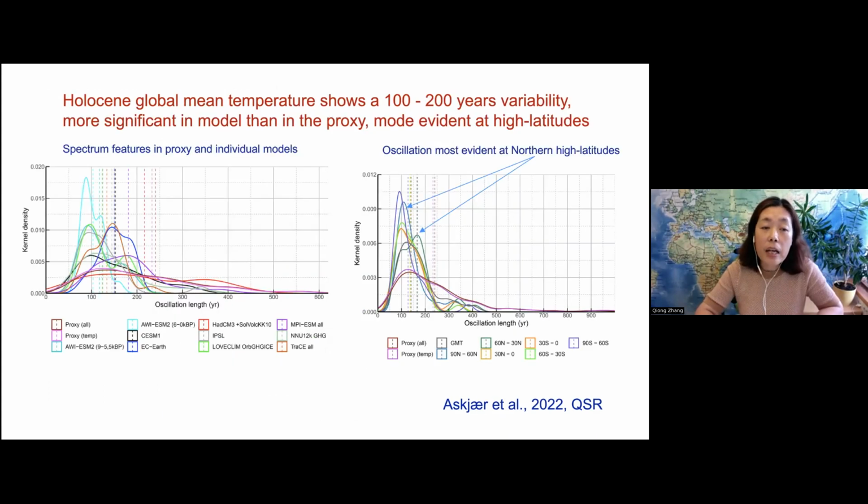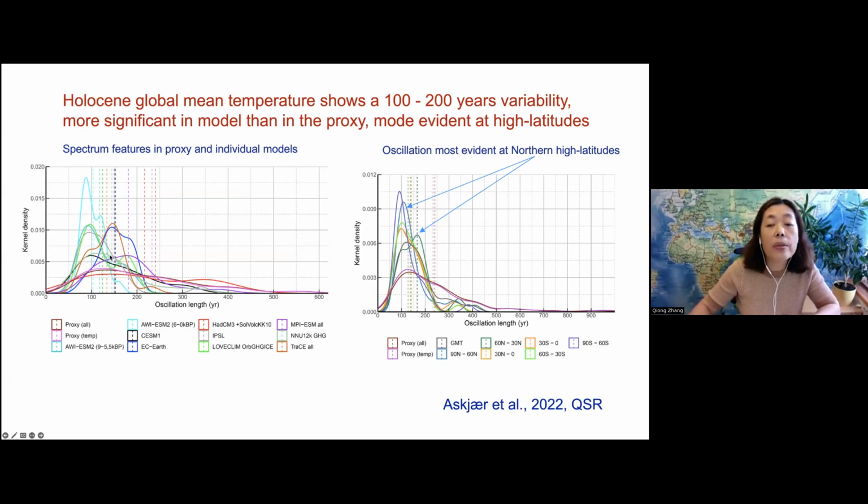And if we do the spectrum, we can see that for the Holocene global mean temperature, because the Holocene run is forced, because we have different forcing in there, not like the control run, and when it's forced, then we see this variability. On average, it shows 100 to 200 years variability, and it is more significant in the models than in the proxy. If you look at the left one, the proxy is quite flat and the amplitude is also smaller than in the models.